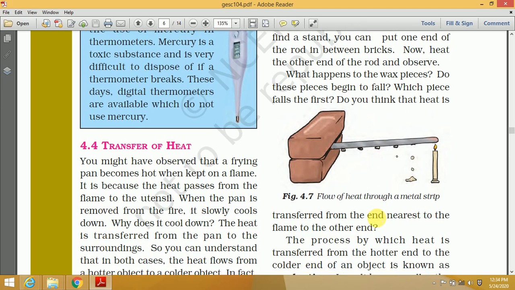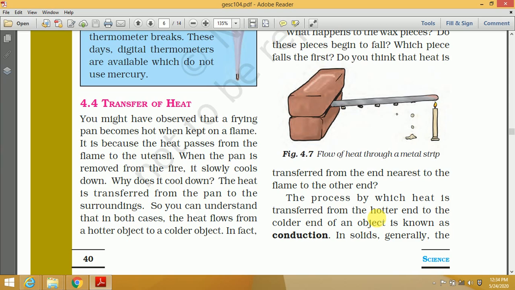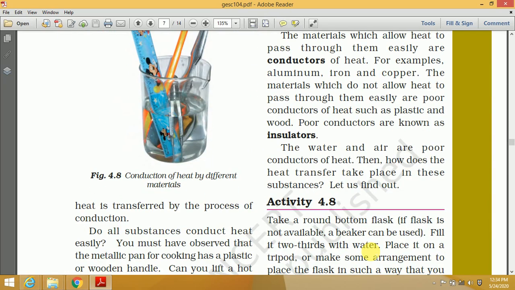So this is one of the activity, and this process by which the heat transfers from one end of the strip to the other end of the strip or metal is called conduction. So this method of transfer of heat is called conduction. So let us read this. The process by which the heat is transferred from the hotter end to the colder end of an object is known as conduction. So in solids, generally the heat is transferred by the process of conduction.